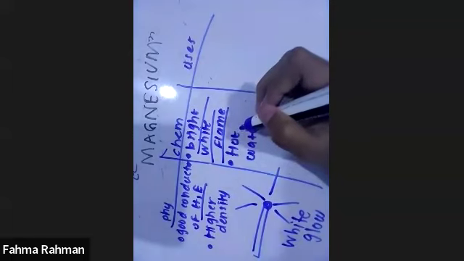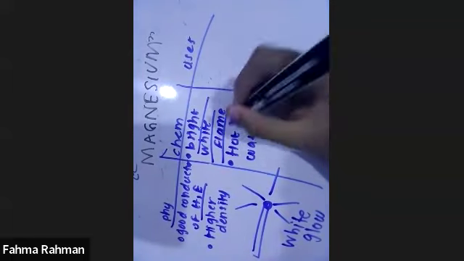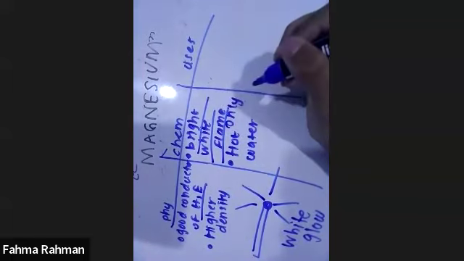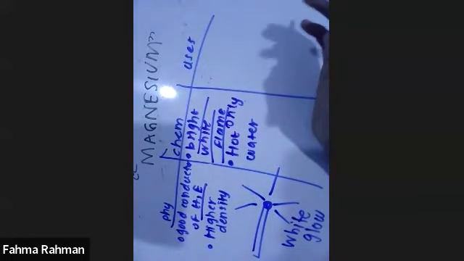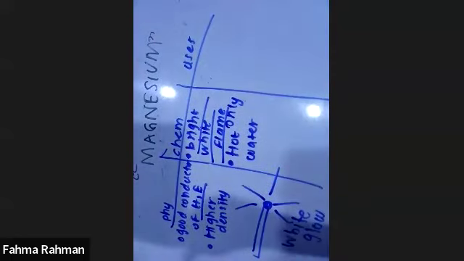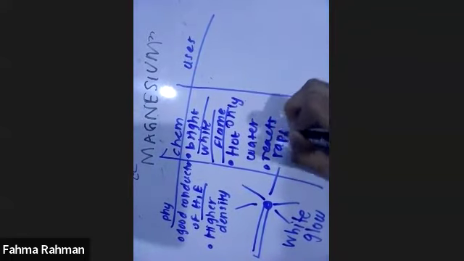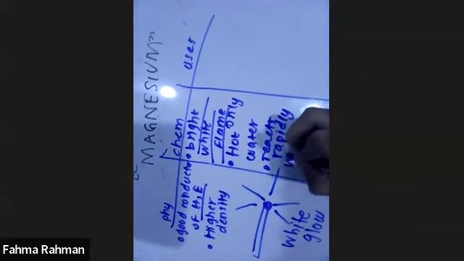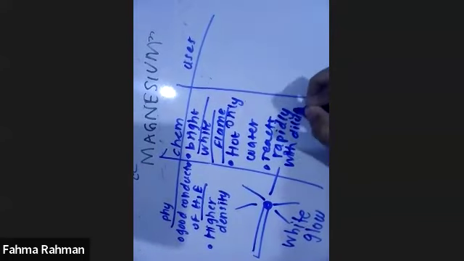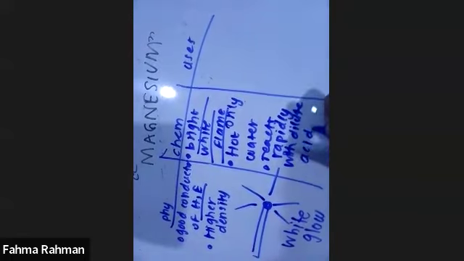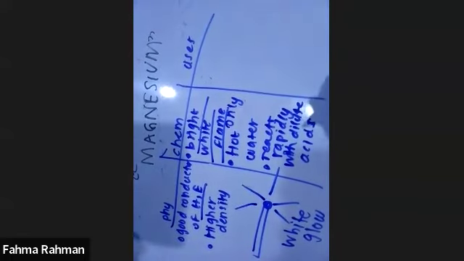It only reacts in hot water. Okay, it only reacts with hot water, and this is the chemical property of magnesium. Understood? And then even magnesium reacts with dilute acids rapidly. Reacts rapidly, rapidly means soon. Reacts rapidly with dilute acids. Okay, reacts rapidly with dilute acids. So this is about magnesium.